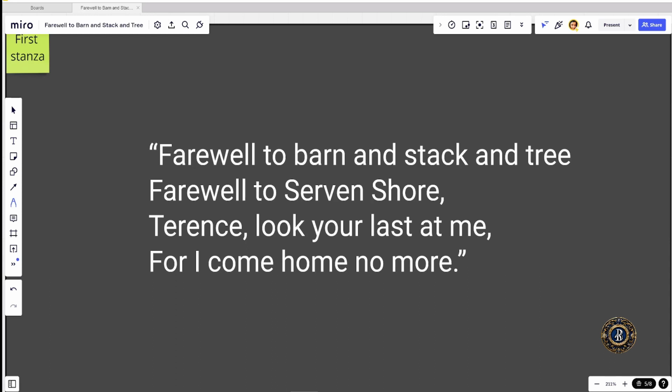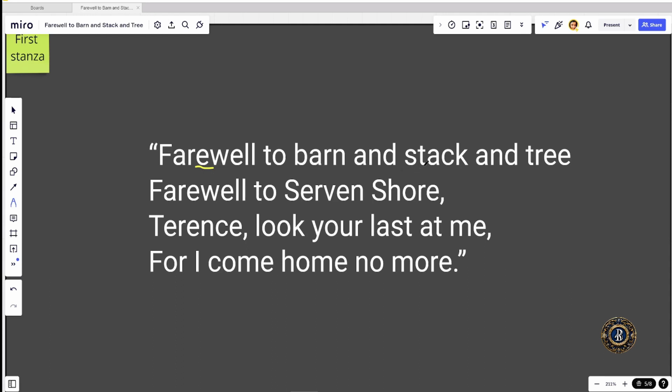So in the very first stanza, the speaker says goodbye to his familiar agricultural surrounding. Farewell means to say goodbye. He says goodbye to the barn. Now, barn is a large farm building. Farmers use these buildings to store their harvest and also to keep animals.